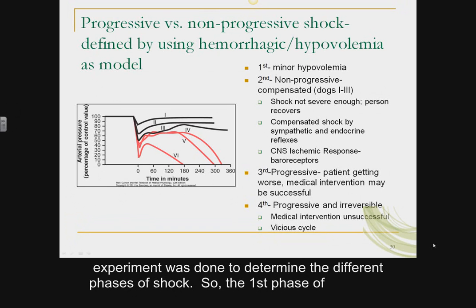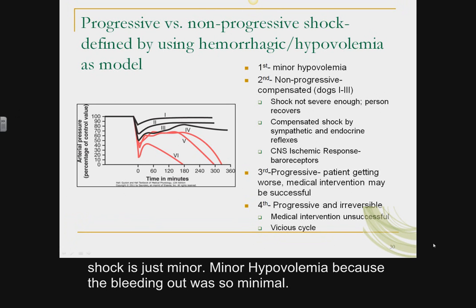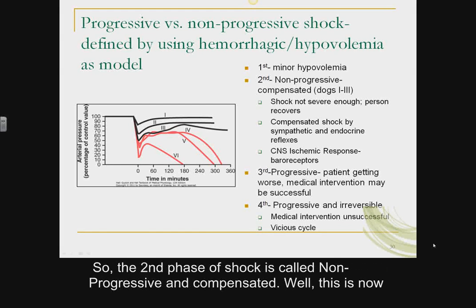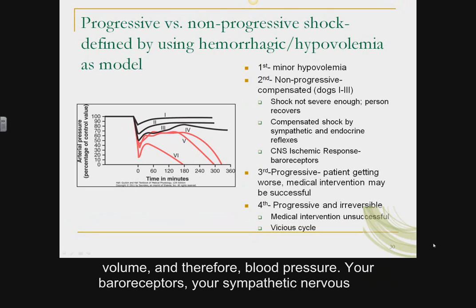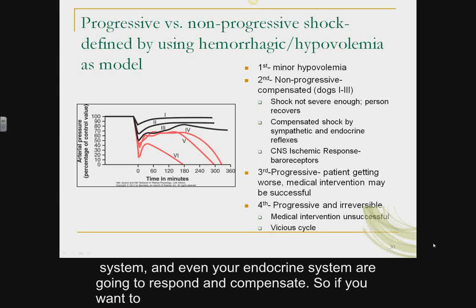So the first phase of shock is just minor hypovolemia, because the bleeding out was minimal, for example. And then the second phase of shock is called non-progressive and compensated. Well, this is now where you've been bleeding for some time and where you do have a remarkable reduction in blood volume and therefore blood pressure. Your baroreceptors, your sympathetic nervous system, and even your endocrine system are going to respond and compensate.